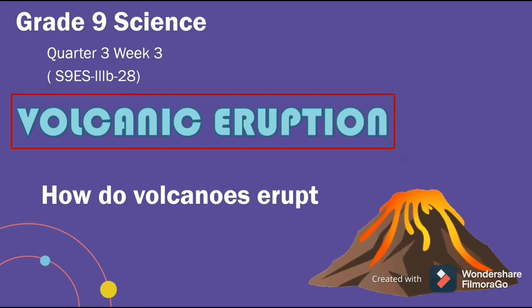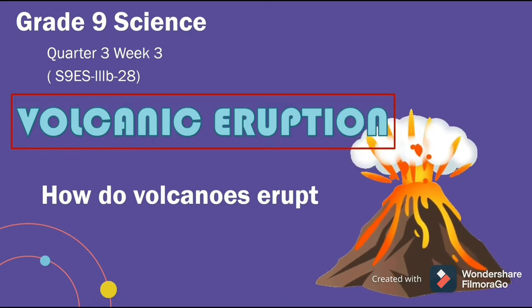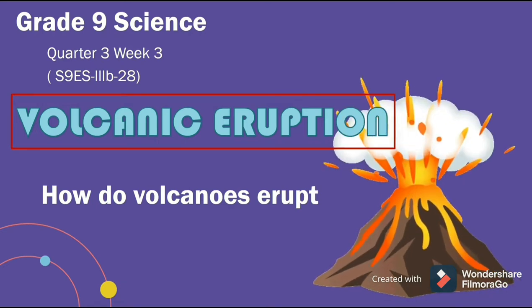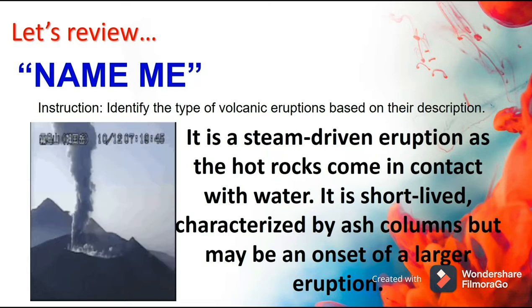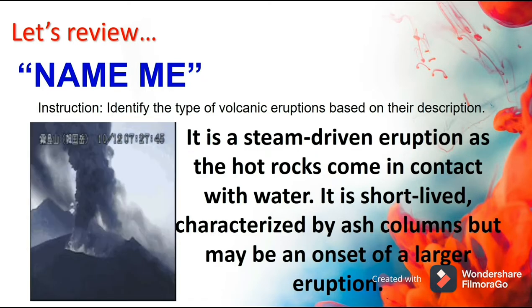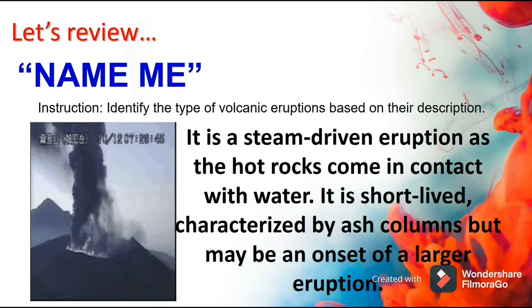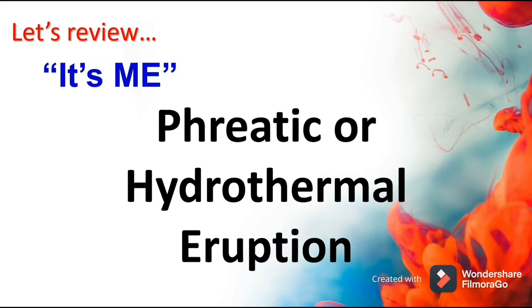by playing a simple game, Name Me. You will identify the type of volcanic eruptions based on their description. Are you ready? Let's begin! It is a steam-driven eruption as the hot rocks meet water. It is short-lived, characterized by ash columns, but may be an onset of a longer eruption. If your answer is phreatic or hydrothermal, then you are correct.